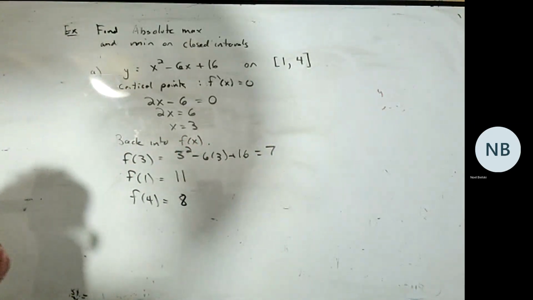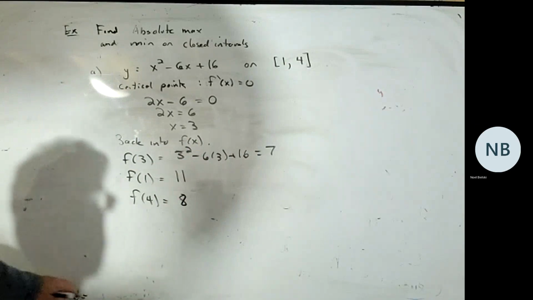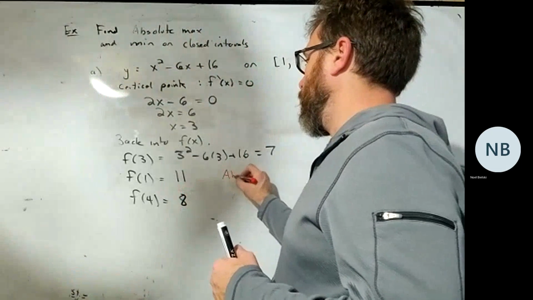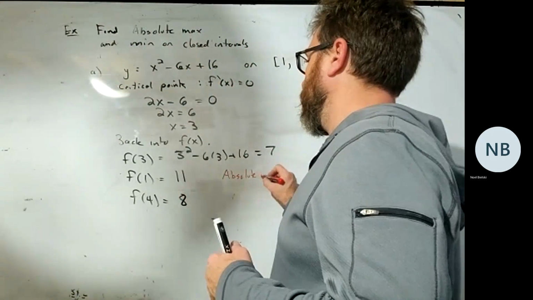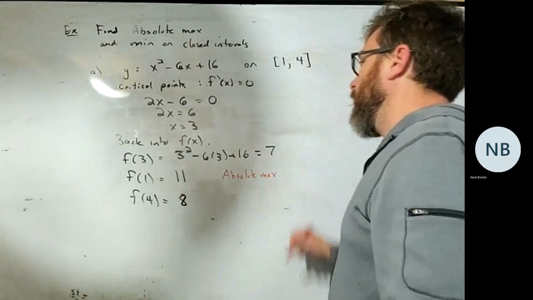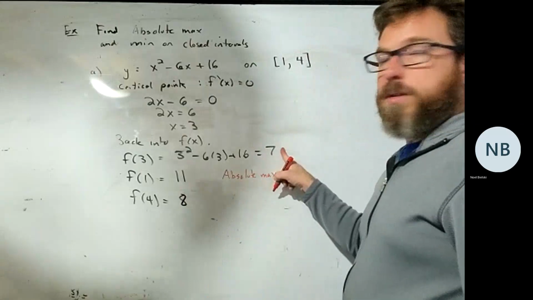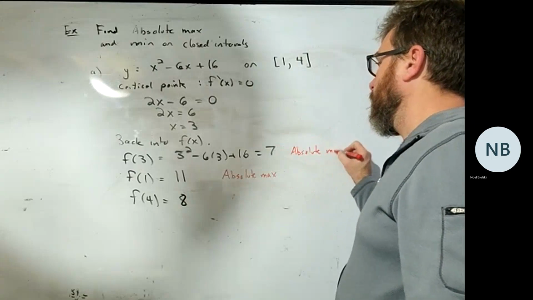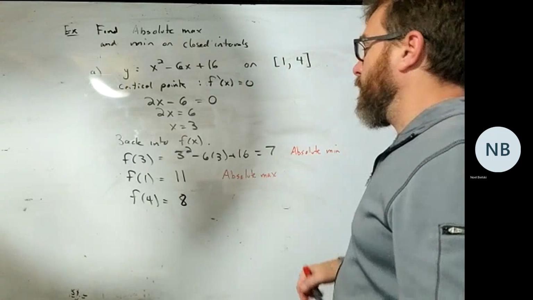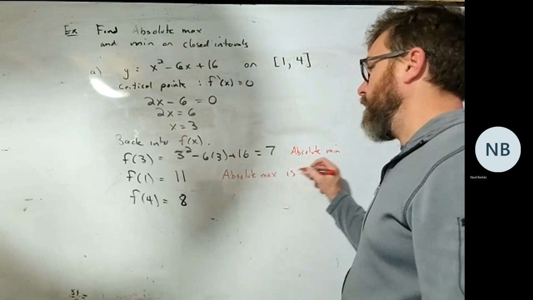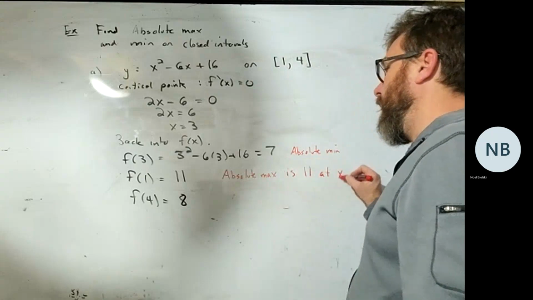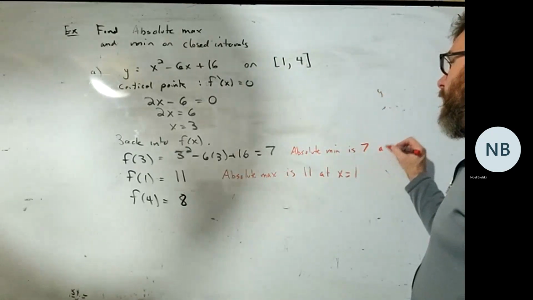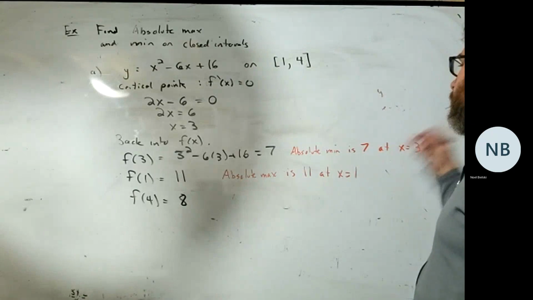So I can see my maximum is going to be the largest y-value, which is going to be this one. This is my absolute max. And my absolute min is going to be the smallest one, which is this one. So one way you can say it is the absolute max is 11 at x is equal to 1, and the absolute min is 7 at x is equal to 3.